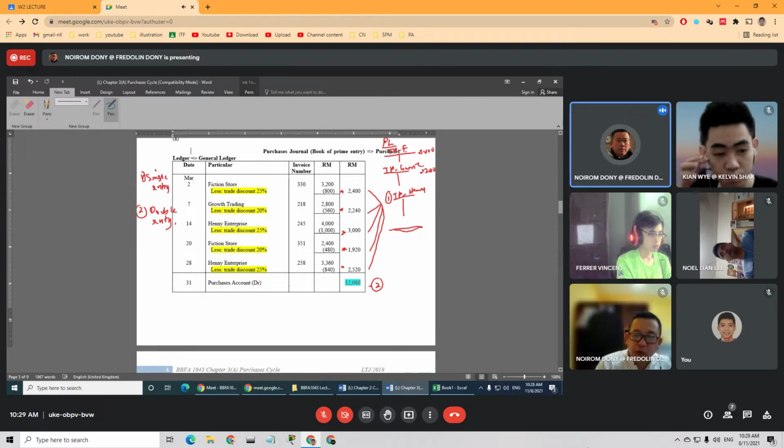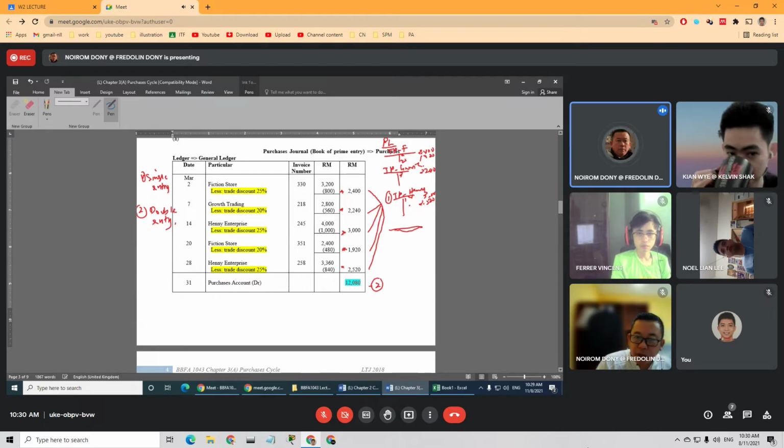How do we know it's increasing? Before, there was no amount owing to trade payable Fiction. Now we have, so it's increasing, isn't it? And then Henry here, we have 3,000. You record the net, not the amount before the discount. And then 1,920, 1,920, and then 2,520, Henry. And you must record according to the date. So this is March the 2nd, March 7, March 14, March 20, March 28.